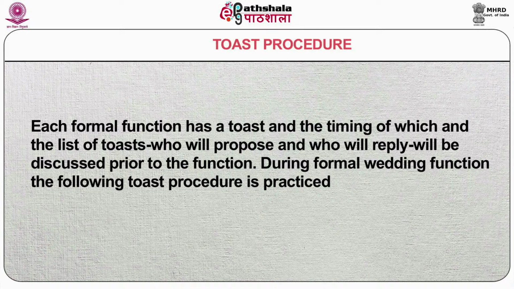During formal wedding function, the following toast procedure is practiced. The bride and bridegroom cut the wedding cake. Letters of wishes and congratulations are read out by the best man. Cake and wine are passed around for toast. Toastmaster announces toast to bride and bridegroom proposed by bride's father or close relation. Response of bridegroom. Toast proposed to the bridesmaids. Toast by close relatives of bride and bridegroom.